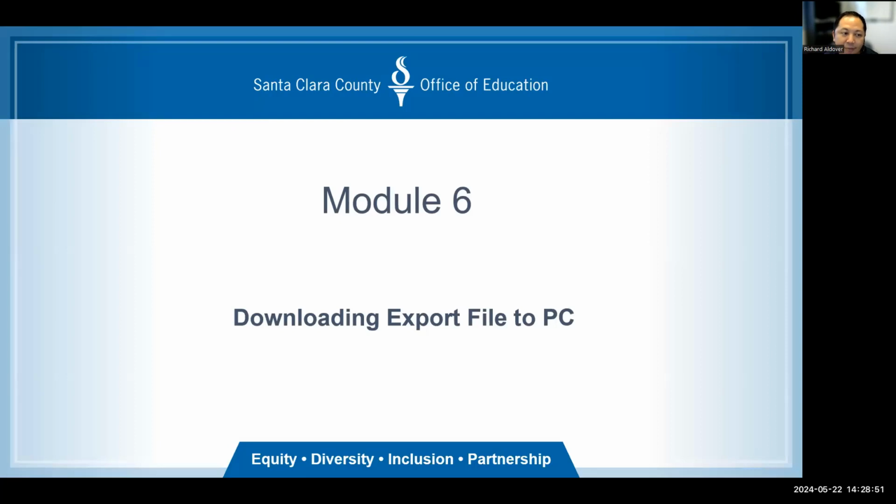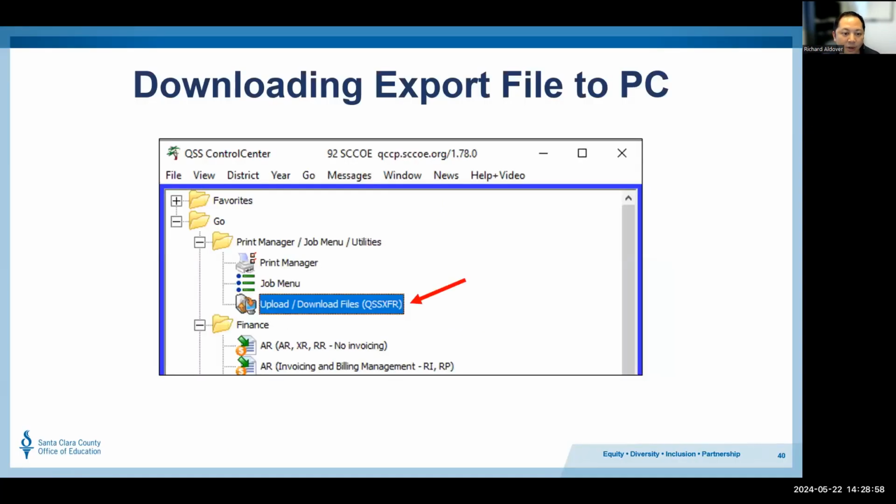Okay, so now you're downloading that file that we just saved from that export to a PC. Next slide. And to get there, it's going to be under your Print Manager, Job Menu, Utilities, Upload/Download Files, QSS XFR. Next slide.